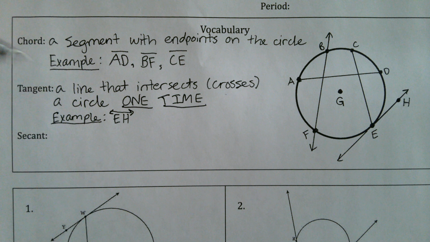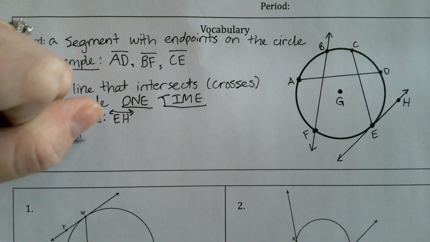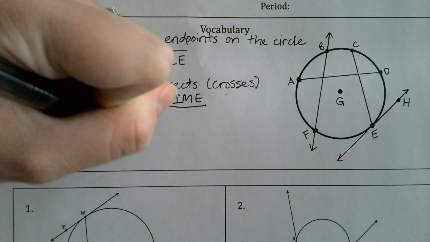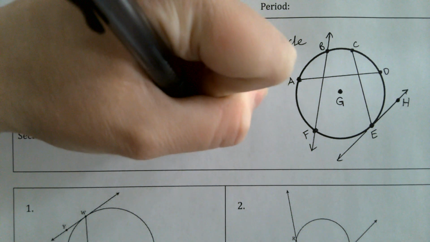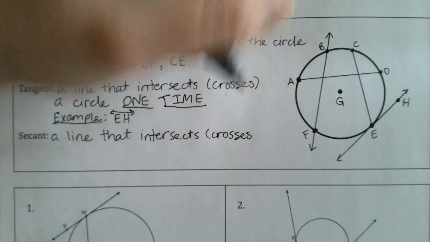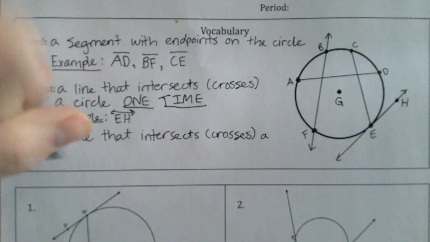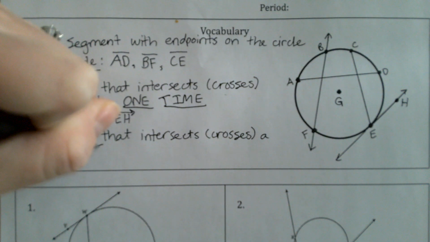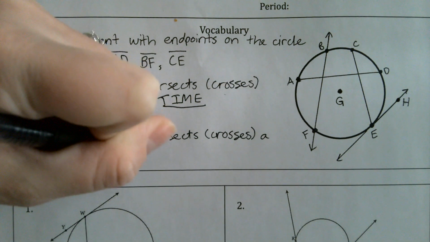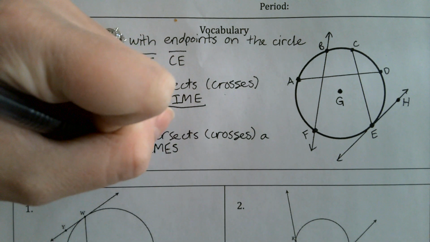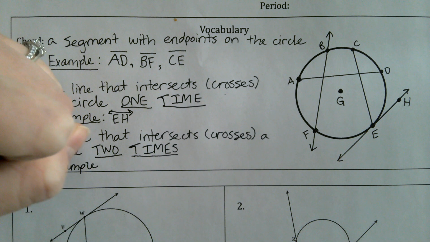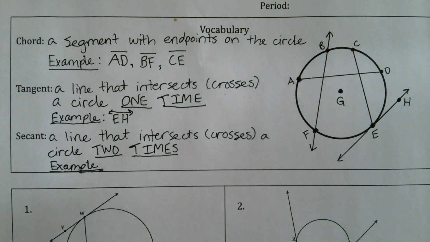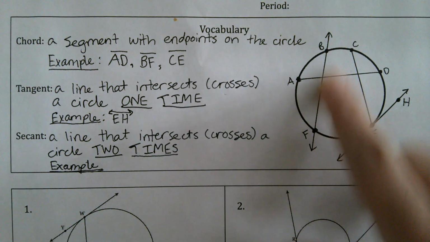And lastly, we have secant. Secant is a line that intersects, or if you prefer, crosses a circle two times. So for example, there is one example in this circle. It is BF, but specifically line BF.